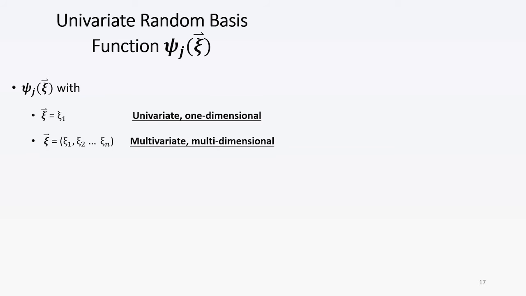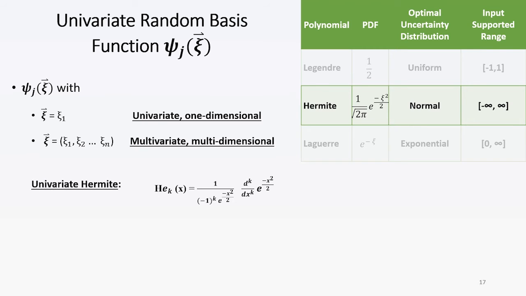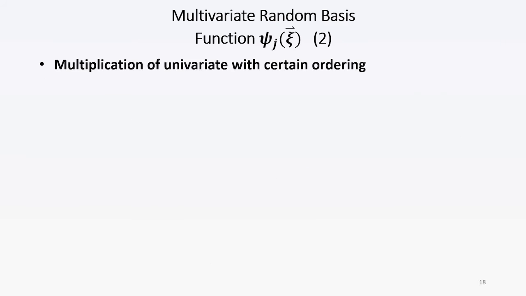The random basis function differs based on the uncertainty distribution of the input data, and using a normal distribution in this paper for the input data, the Hermite polynomial is chosen, and its general formula is displayed along with the Hermite functions up to order 6. One way to calculate the multivariate random basis function psi is to multiply the univariate ones with a certain ordering.